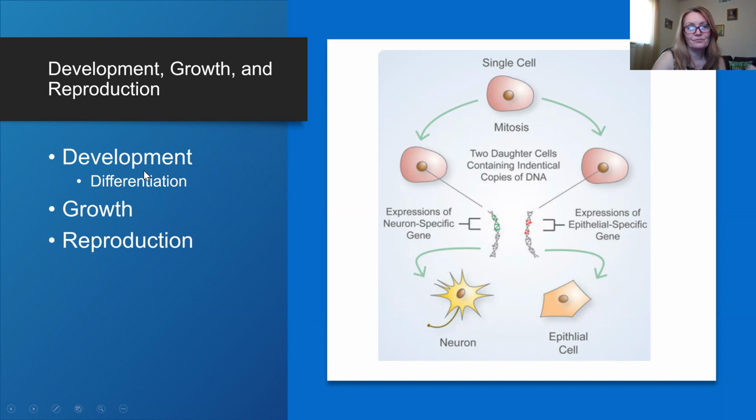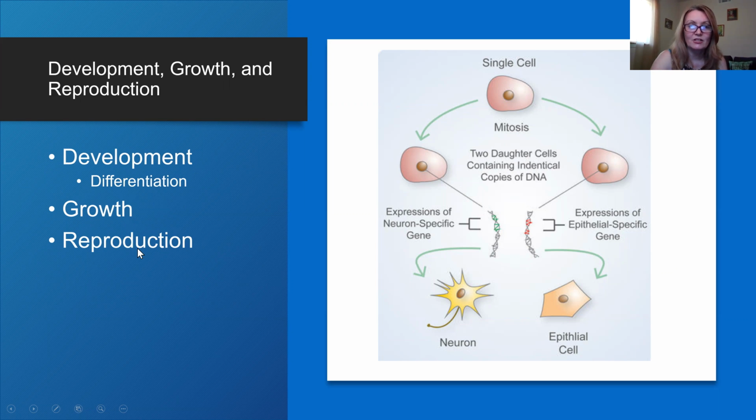Development and differentiation is another property of life. So we all started with one single cell, and then this cell divides through a process called mitosis. It differentiates into different cells and different tissues in your body. You have the same DNA in your neuron and in your epithelial cells, but they look different and perform different functions because of the expression of specific genes. Some genes are turned on and some genes are turned off, depending on what kind of cell it is. And this is what differentiation is.